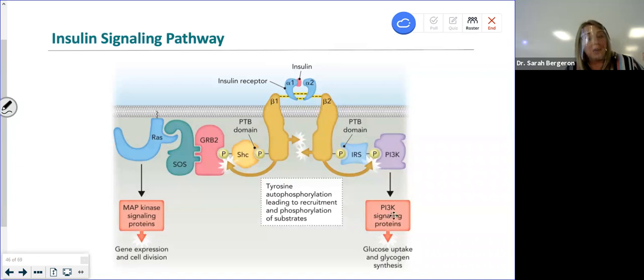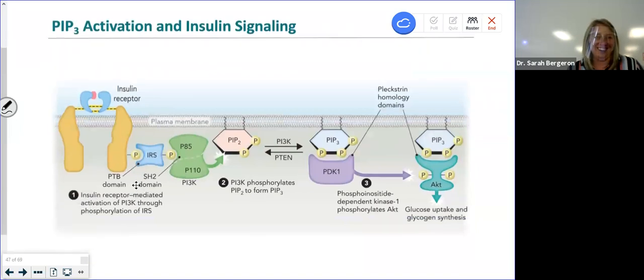Then we're going to go through the PI3 kinase signaling proteins. We already talked about the MAP kinase pathway, so I don't think we need to do that again, right? We really just need to talk about the PI3 kinase pathway. So you ready to do that? Sure. So we're really only talking about half of the things that happen when the insulin receptor gets activated now.